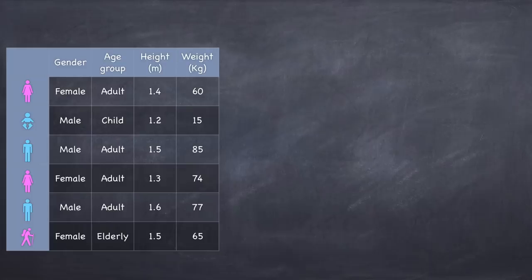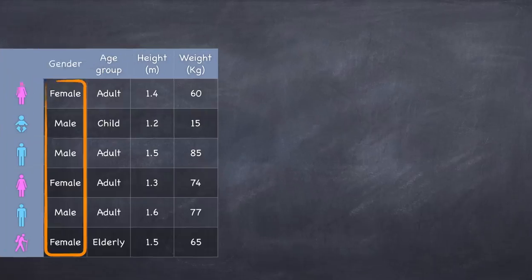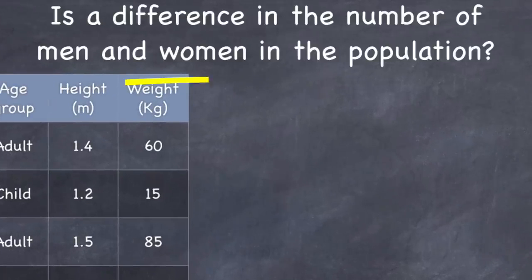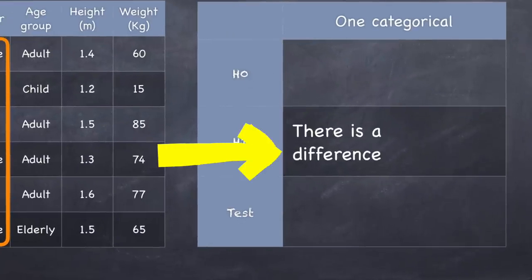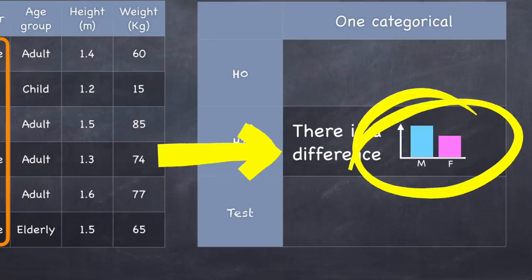So let's look at what we can do with just one categorical variable like gender. We might ask the question, is there a difference in the number of men and women in the population? Now, we could state that as a hypothesis, which is that there is a difference between the number of men and women in the population. And we could check to see whether or not we think that that is the case. And when we look at our sample data, well, we do in fact see that there's a difference in the proportion of men and women.